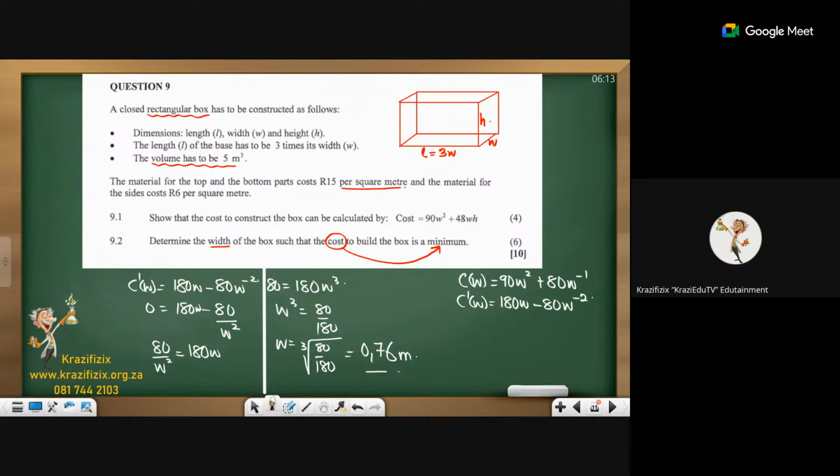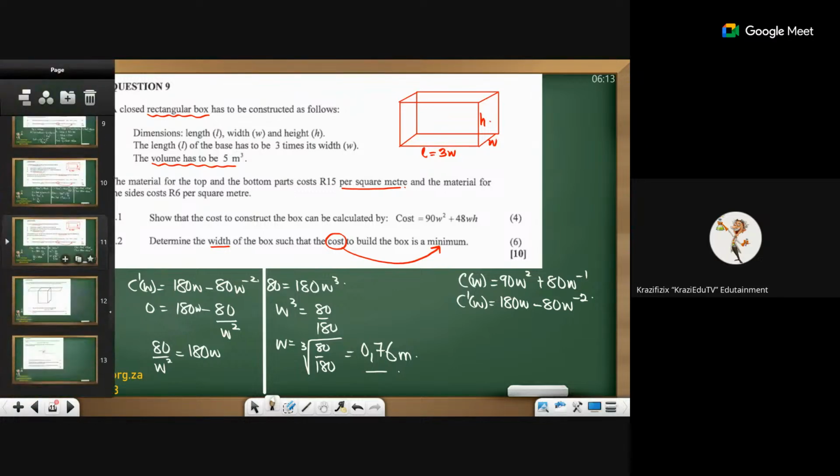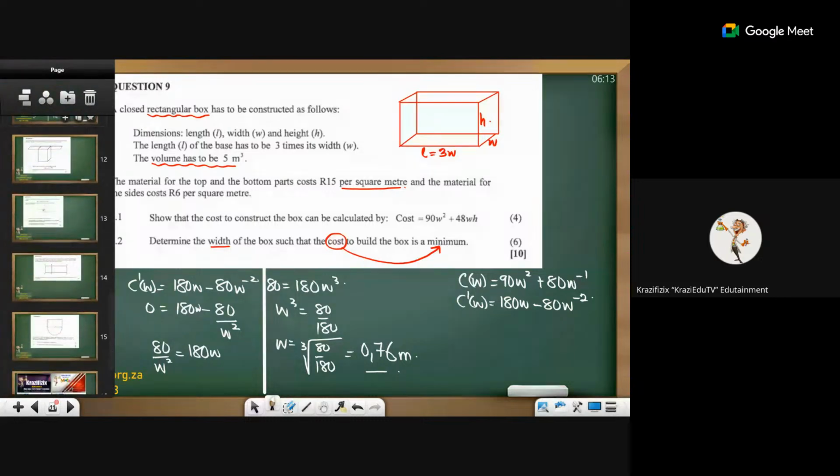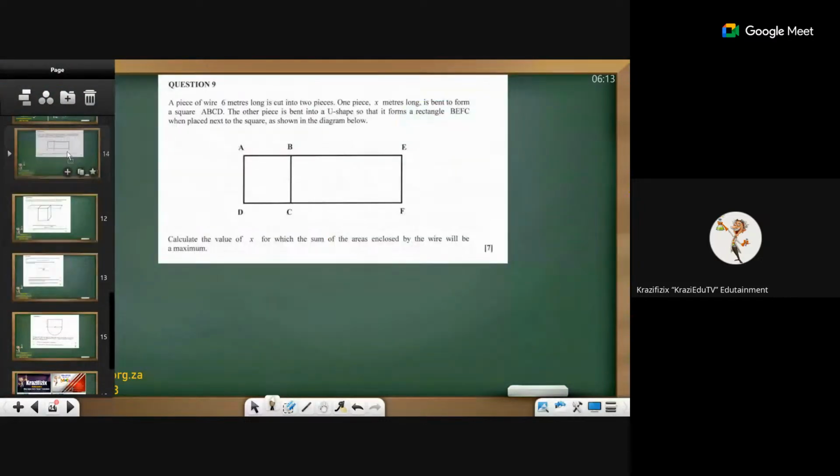I think we have time for one more. This one, someone sent me a question, so I'm just going to honour that request. But I hope it's making sense, guys.